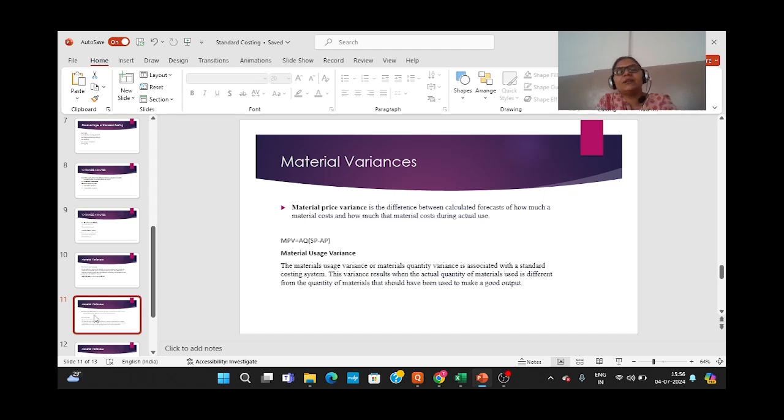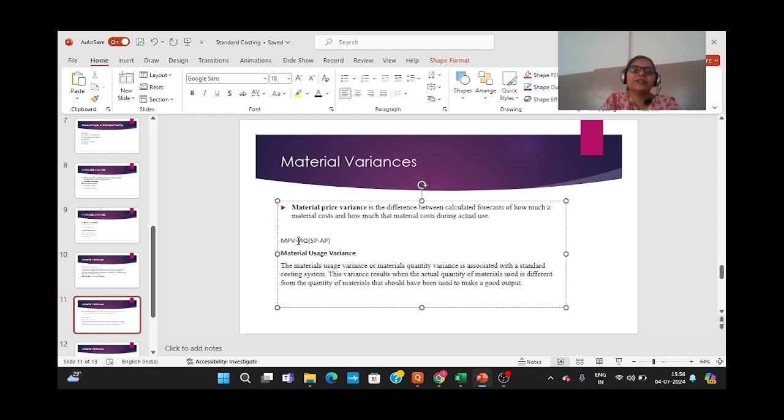Next is material price variance, which is the difference between the calculated forecast of how much a material cost and how much that material cost during actual use. Simply, it is specified in the name itself: the variance which has arisen due to differences between the standard price and the actual price. So material price variance is calculated on the basis of actual quantity, standard price minus actual price.